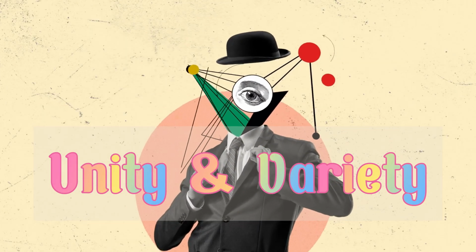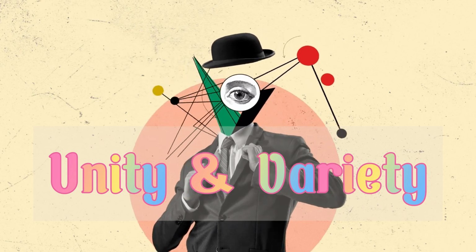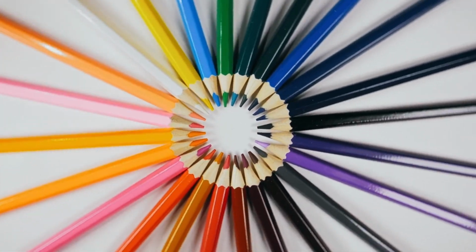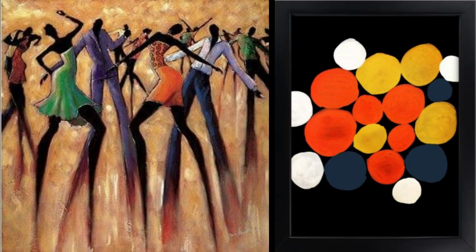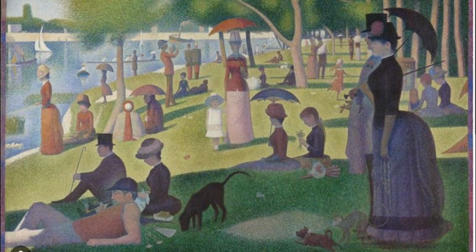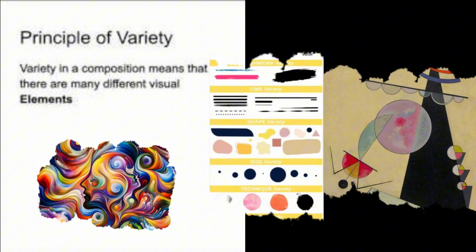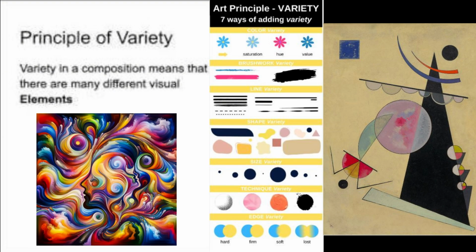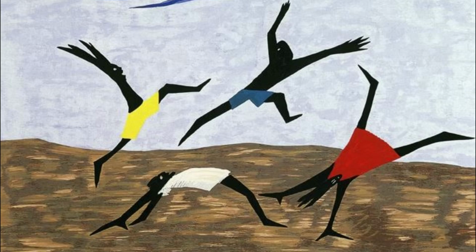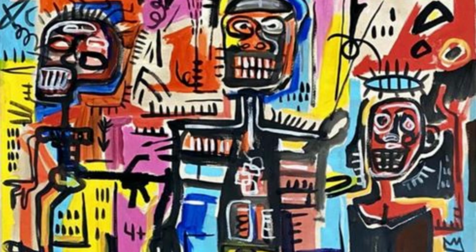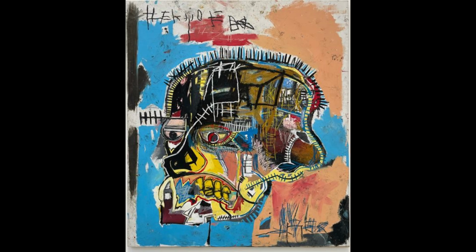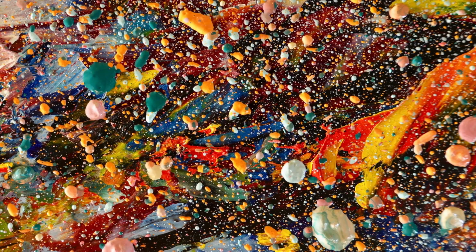Unity and variety, the perfect harmony. Finally, unity and variety. These two are best friends. Unity is about how all the elements and principles work together to create a cohesive, complete feeling. Everything belongs, but without variety, unity can be boring. Variety is about introducing differences to keep things interesting. It's like a band. You need all the instruments working together, unity, but each one has its own unique sound, variety. Without both, it's either a chaotic mess or a snooze fest.